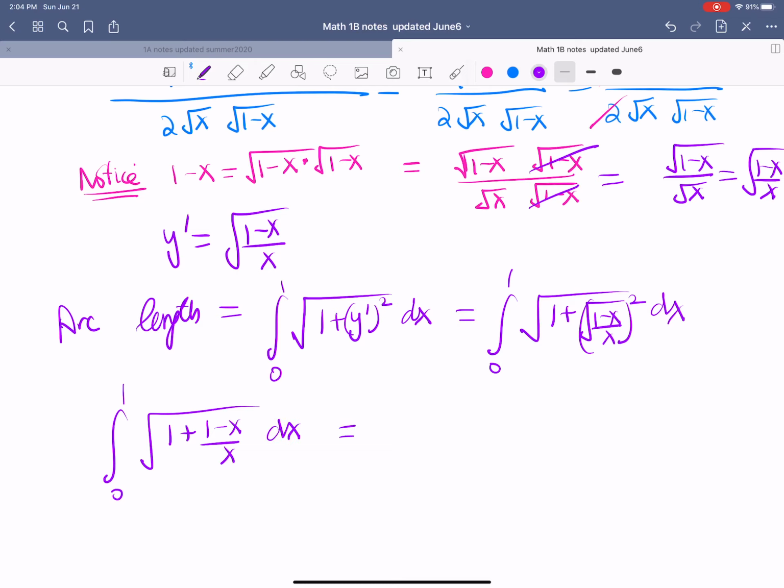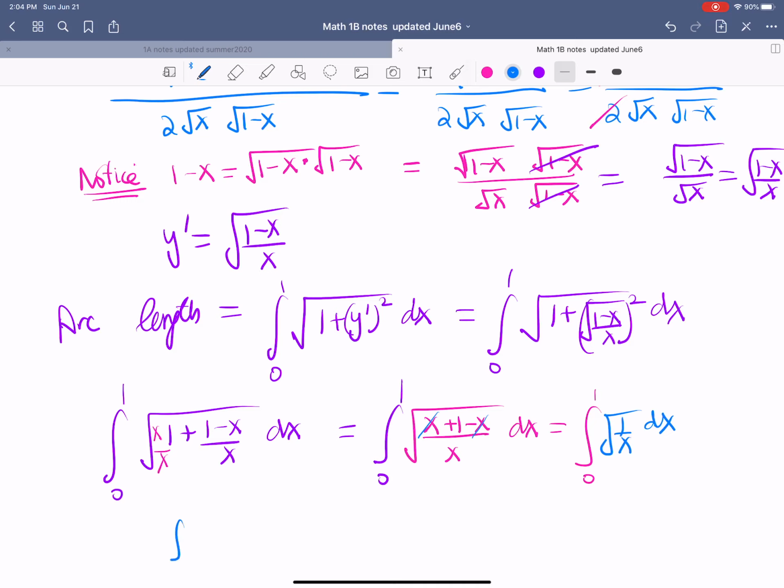Let us see what I can do with this integral here. So from 0 to 1, let's get the common denominator here. So I'm going to multiply top and bottom by x here. So I have the square root of x plus 1 minus x over x dx, from 0 to 1. Looks like I can get rid of the x and x, which is just the square root of 1 over x dx. Now we know how to evaluate the integral from 0 to 1 of x to the power negative 1/2 dx. That's what I'm looking at.